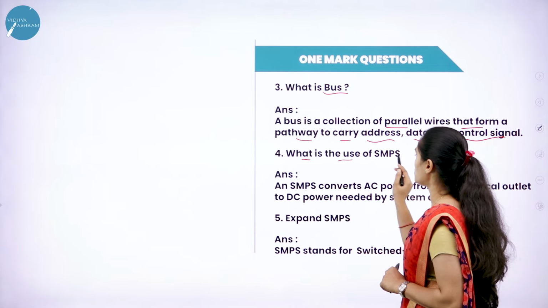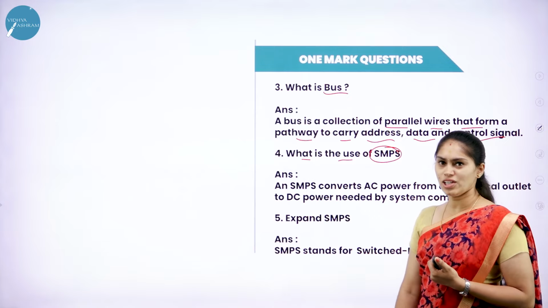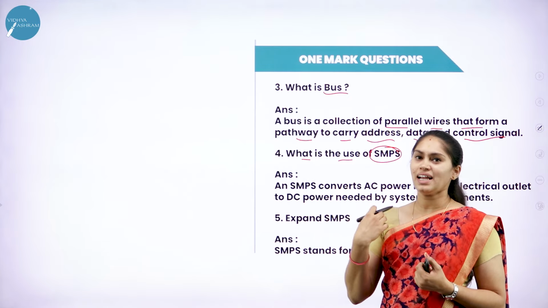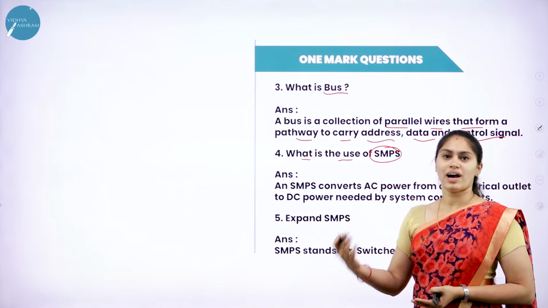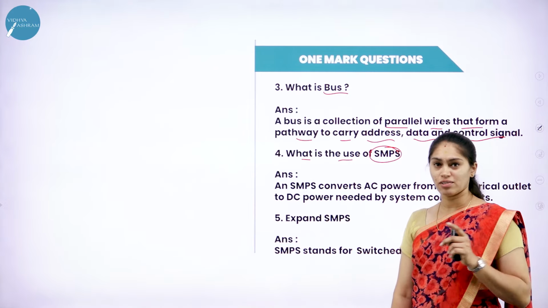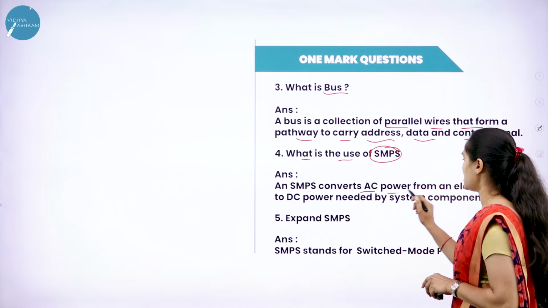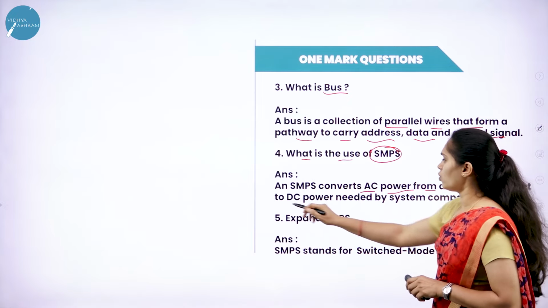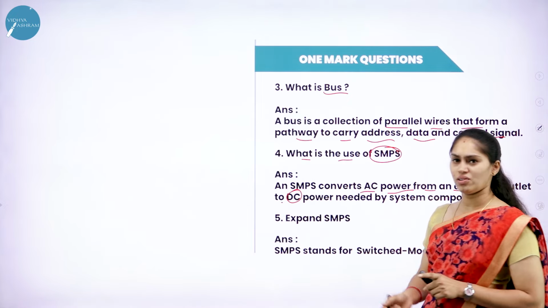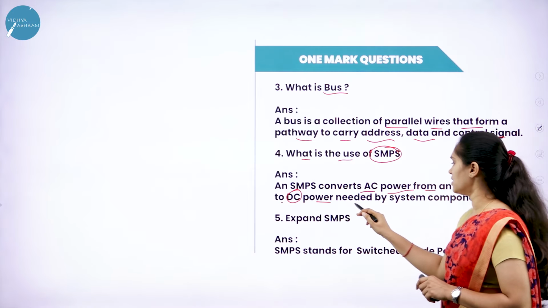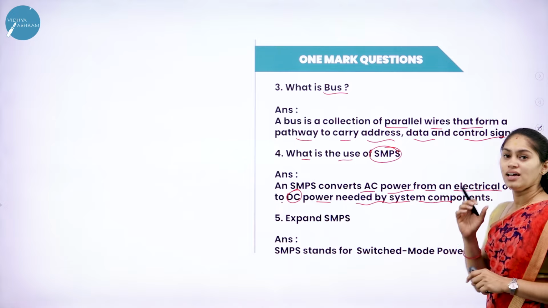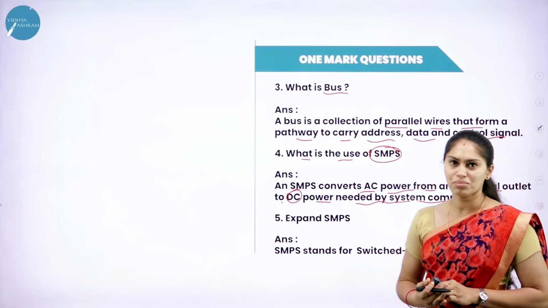Next, what is the use of SMPS? I told you regarding SMPS, it is mainly for the power supply to the computer system. What is the use of having this SMPS then? It is going to convert AC power from an electrical outlet to DC power. So it will convert the alternating current to direct current, which is going to be needed by the system components of a computer.